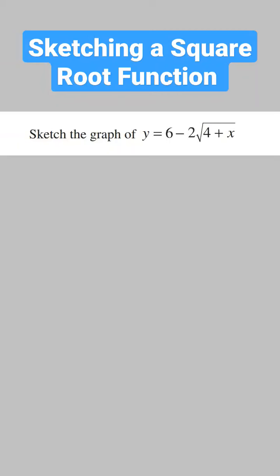Year 12 Maths Methods, how to sketch a graph of a square root function. Looking at the rule of y, we've got a negative outside the square root function, and so this means that the shape of this graph is going to be in this form. We then need to work out the coordinates of the starting point.